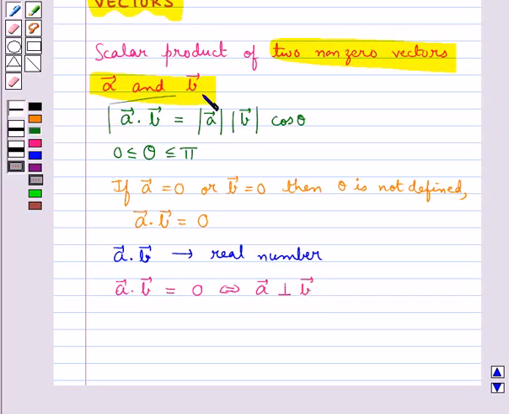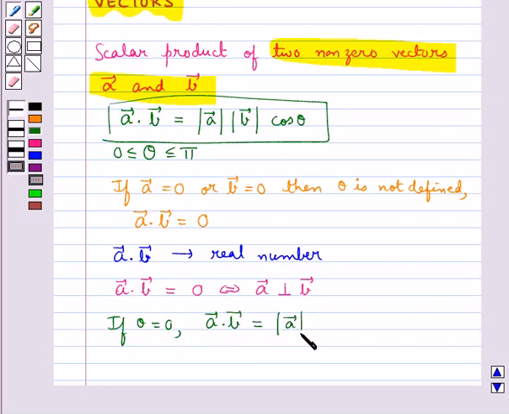Now in this, if we have theta is equal to 0, then vector A dot vector B is equal to magnitude of vector A into magnitude of vector B. And if we have theta is equal to pi, then vector A dot vector B is equal to minus magnitude of vector A into magnitude of vector B.